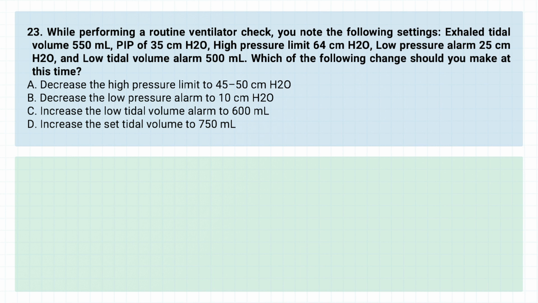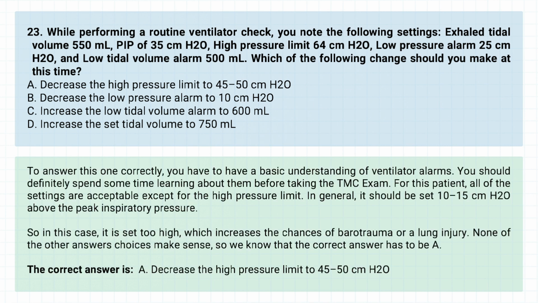A. Decrease the high pressure limit to 45 to 50 centimeters of water pressure. B. Decrease the low pressure alarm to 10. C. Increase the low tidal volume alarm to 600 milliliters. D. Increase the set tidal volume to 750 milliliters. The correct answer is A. Decrease the high pressure limit to 45 to 50 centimeters of water pressure.